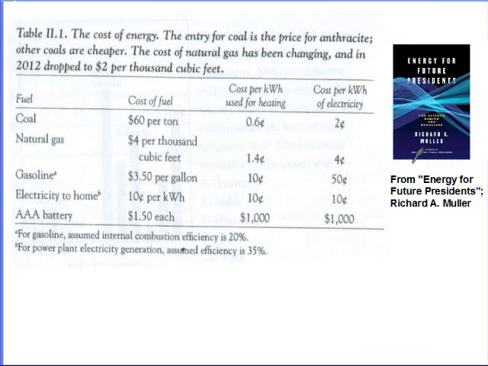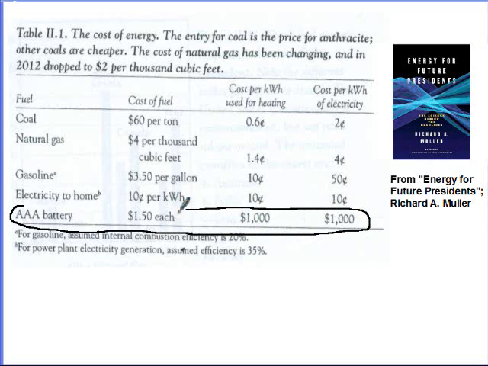This slide is from a book that I've read recently called Energy for Future Presidents. It's talking about the cost of energy. What's really striking is how much it costs for AAA batteries to supply an equivalent amount of energy to run my toaster for 1 hour. If I use electrical energy from my wall outlet, it might cost me 10 cents. If I tried to run that toaster for an hour with batteries, it would cost me $1,000.